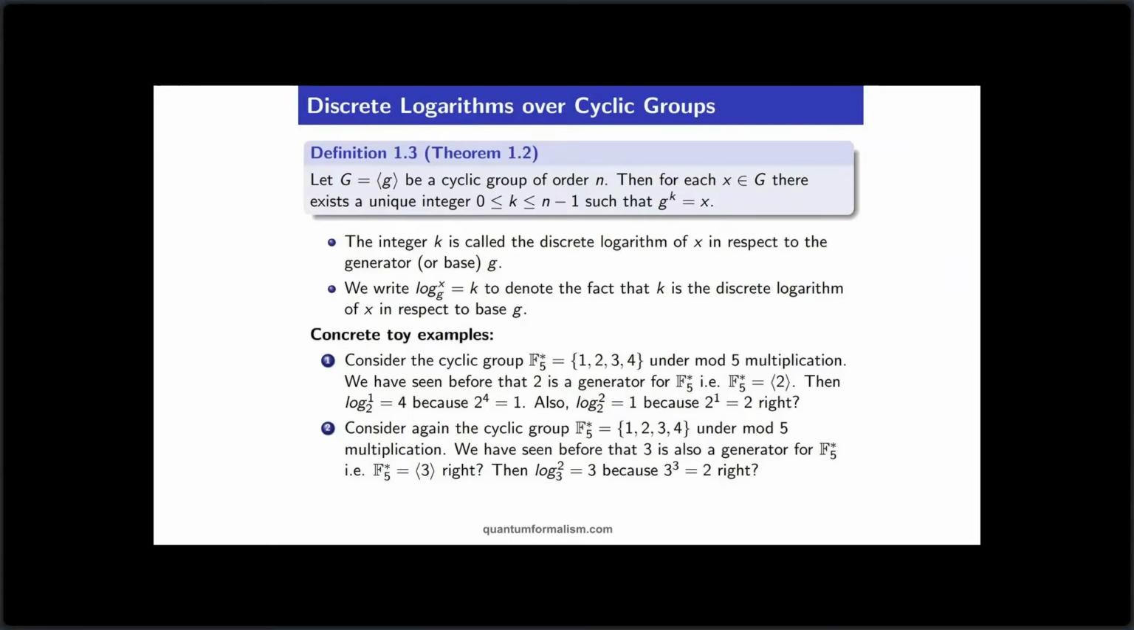Has anyone any doubts in terms of the definition? What the logarithm is in the group theoretic sense. In this case, we are defining it over a cyclic group, which makes it easier, because if we had defined this in an abstract group, there is no guarantee that this thing exists. It might not exist.